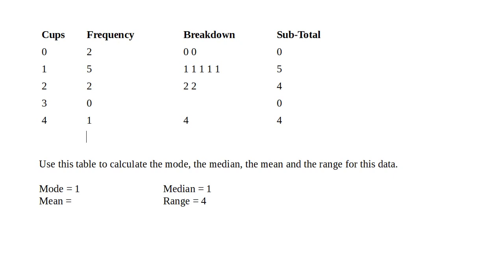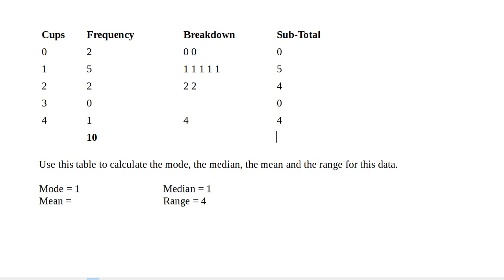Because now I want to do some more totals. I want to know how many people took part in this survey. I know that 2 people said 0, 5 people said 1, 2 said 2, none said 3, and 1 said 4. If I add up 2 and 5 and 2 and 0 and 1, that tells me there were 10 people took part. And now I want to know how many cups of coffee did those 10 people drink.